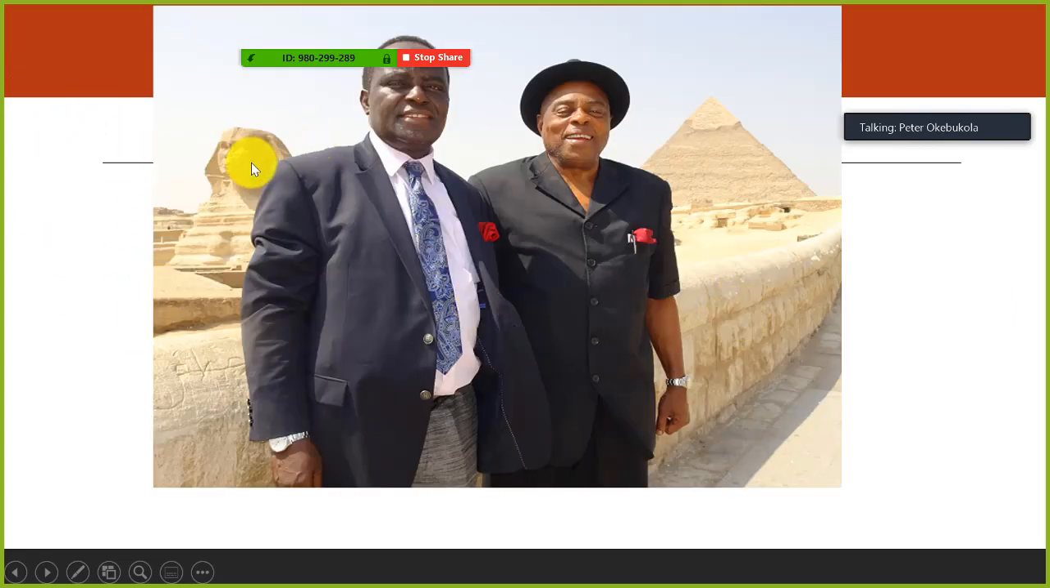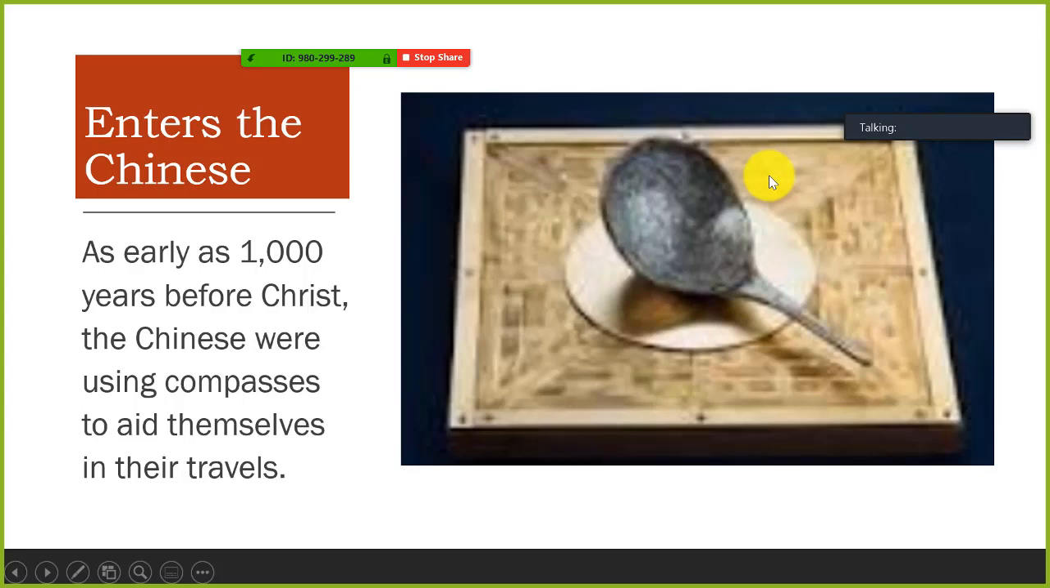You can see the Sphinx here. Baba Briggs and I were there in Egypt to see the science and everything there. And we're quite amazed at the medicine that is even practiced there today.